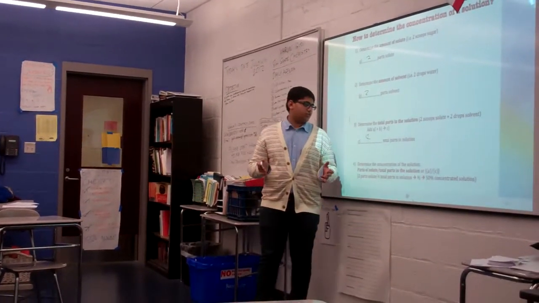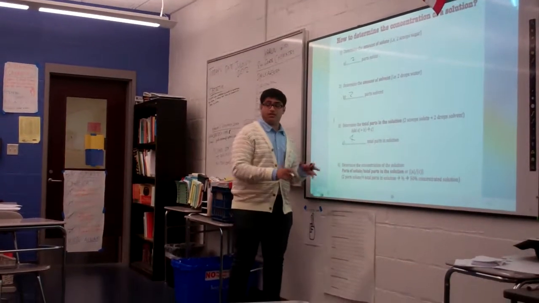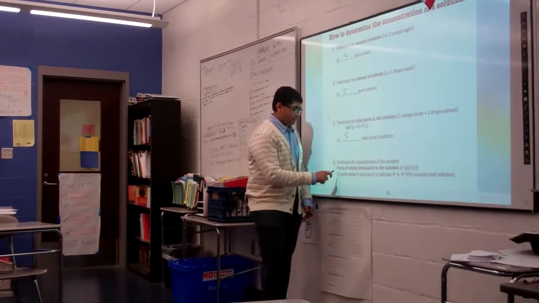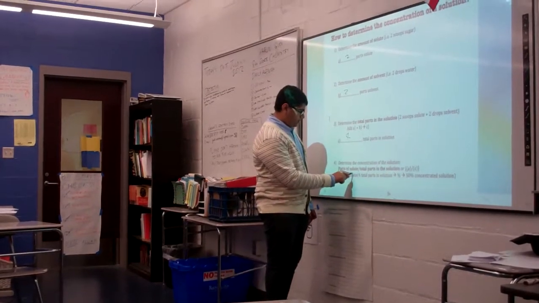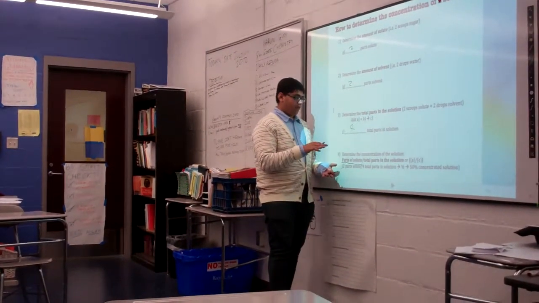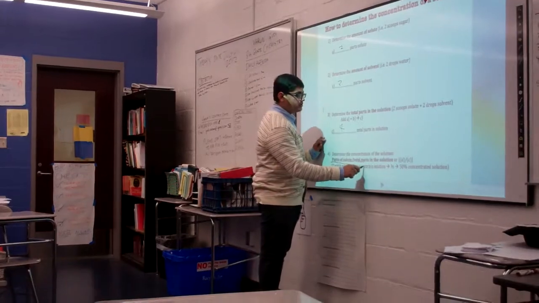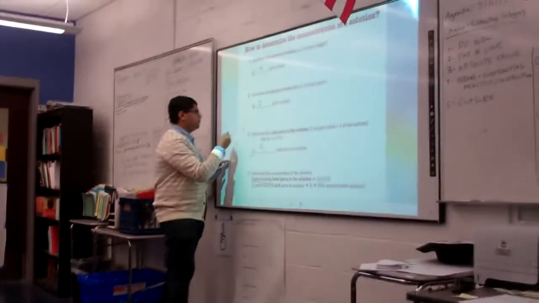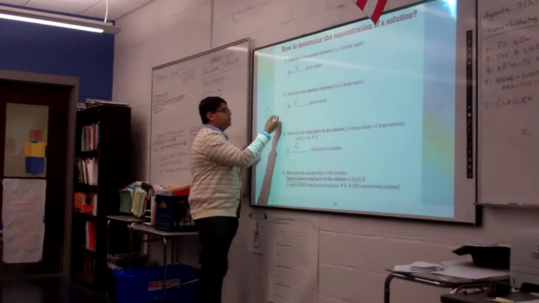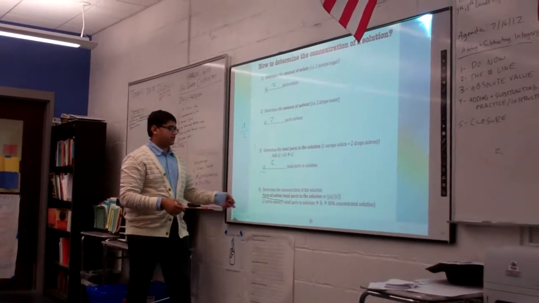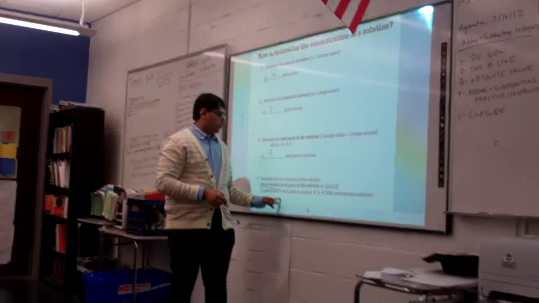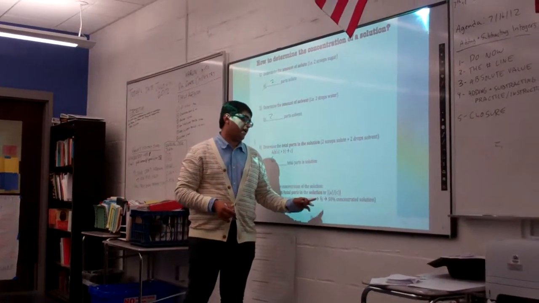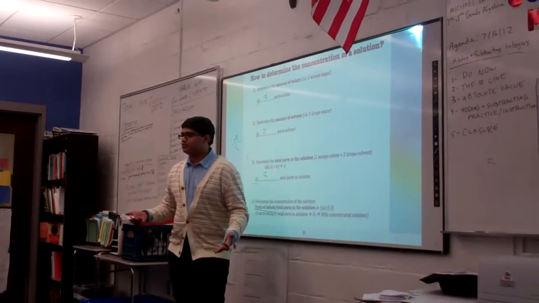Okay. Now, determining the concentration, it's a fraction. The numerator is the parts of the solute, and the denominator is the total parts in the solution. So A over C is your concentration. In this case, it's 2 parts of solute over 4 total parts in solution, which is 1/2, which is a 50% concentrated solution.